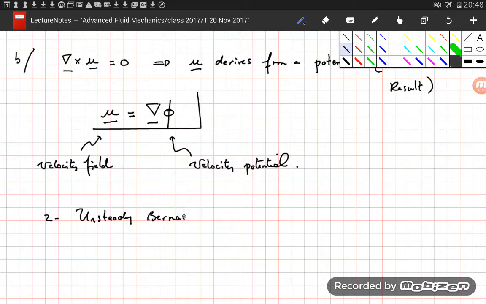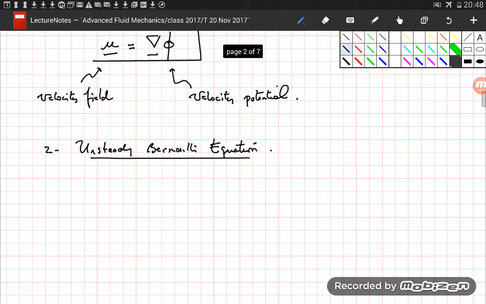The unsteady Bernoulli equation. Now, we already discussed one version of the Bernoulli equation, which was a weaker version, where we simply assumed that the flow was inviscid. So we said that the viscous term in the momentum equation was negligible, but we did not assume the flow was irrotational. Now, assuming irrotationality is a stronger assumption, and we'll see that with that stronger assumption, we also get a stronger version of the unsteady Bernoulli equation.